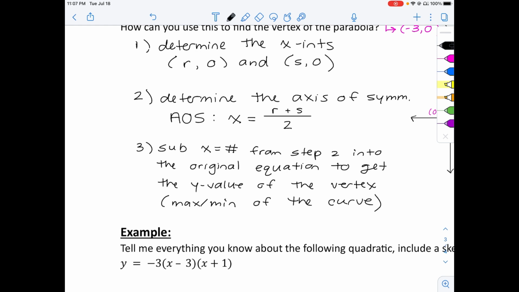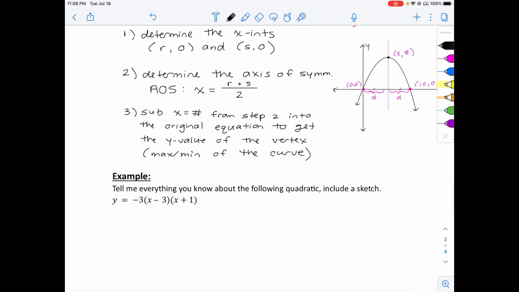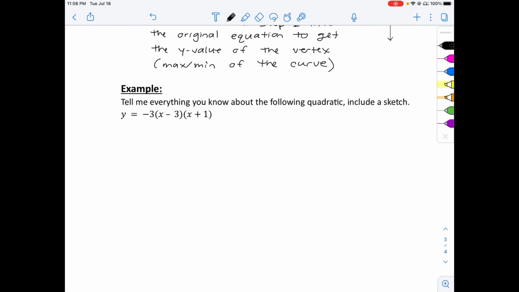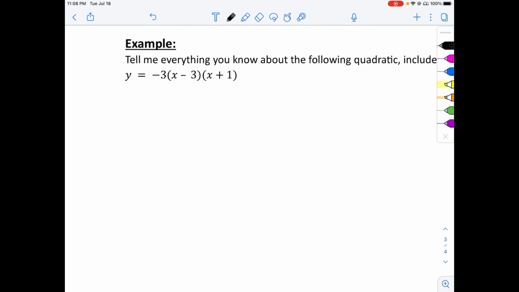Okay, so let's look at it with some actual numbers, because math is usually more understandable when you can see it with numbers. In this example, I'm not asking for just the vertex. I'm asking you to tell me everything you know about the following quadratic. We are given this equation in factored form: y equals -3 times (x minus 3) times (x plus 1).